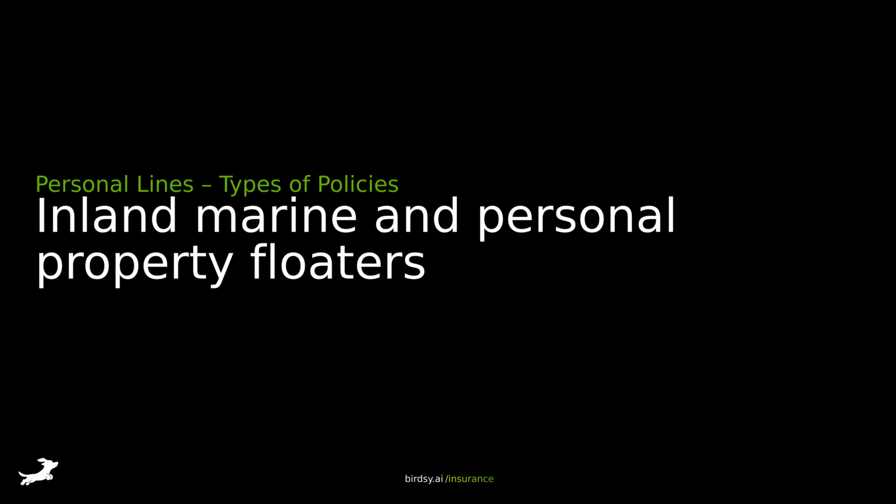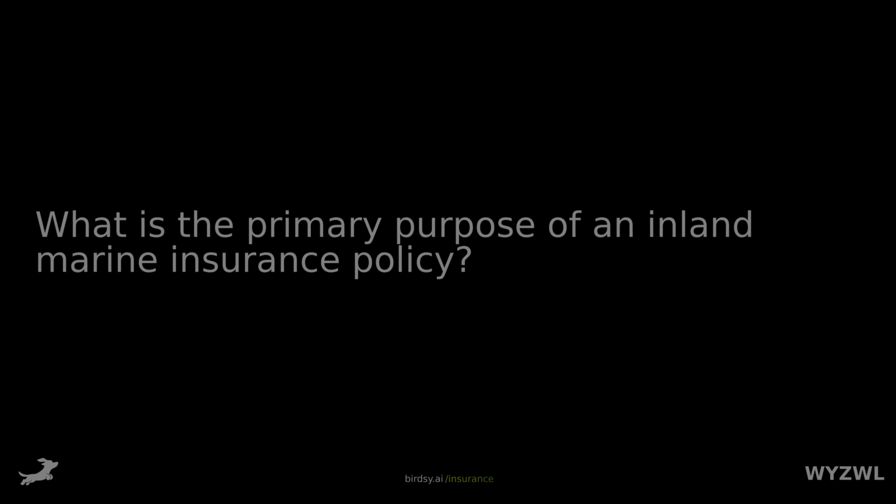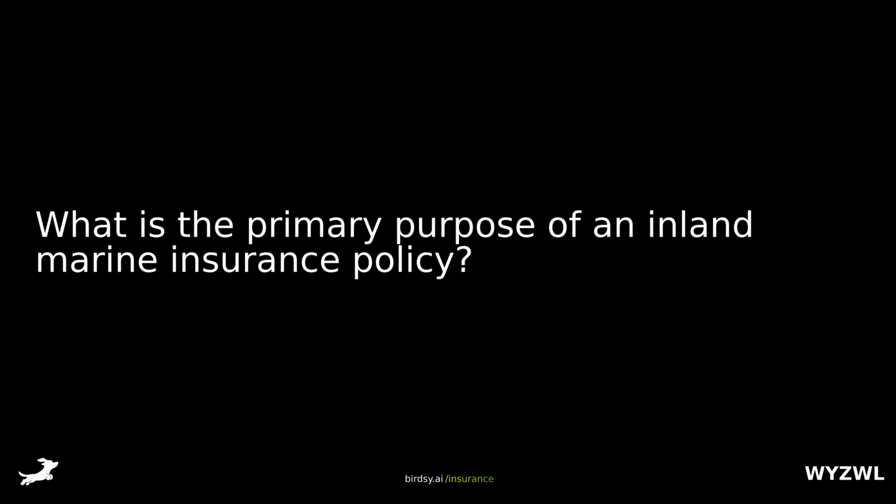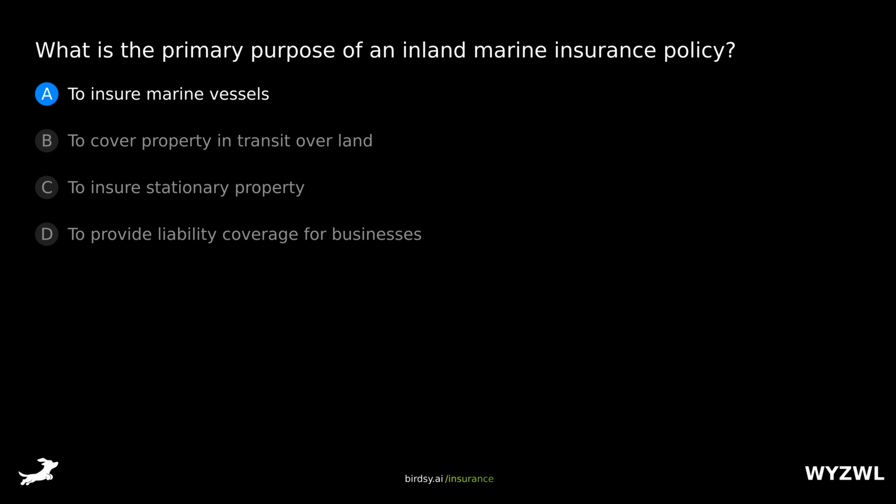Inland marine and personal property floaters. What is the primary purpose of an inland marine insurance policy? Is it A, to insure marine vessels? B, to cover property in transit over land? C, to insure stationary property? Or D, to provide liability coverage for businesses?